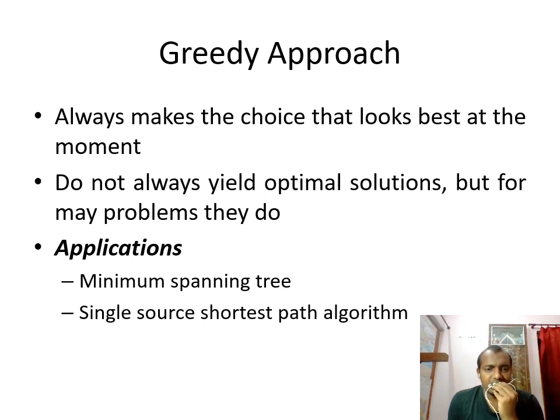One of the famous problems is the minimum spanning tree. In minimum spanning tree, there are two famous algorithms, Kruskal's and Prim's algorithm. Another is the single source shortest path problem, for which there are two famous algorithms, Dijkstra's algorithm and the Bellman-Ford algorithm.